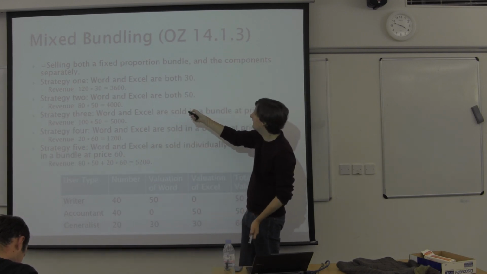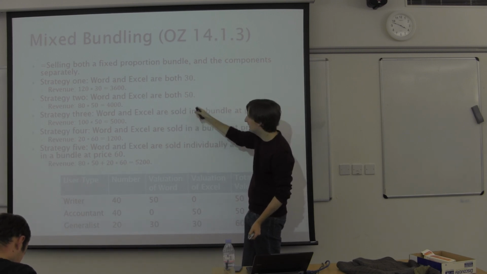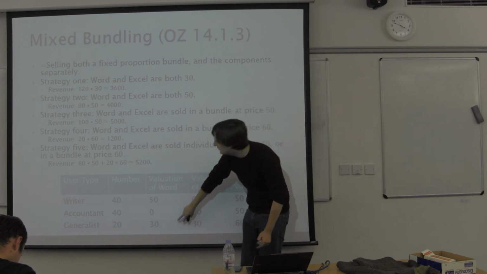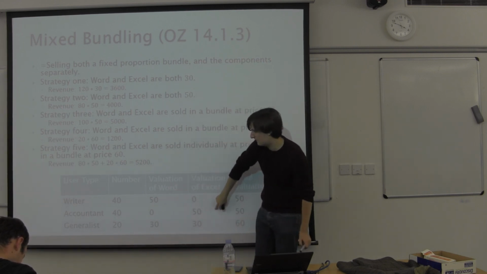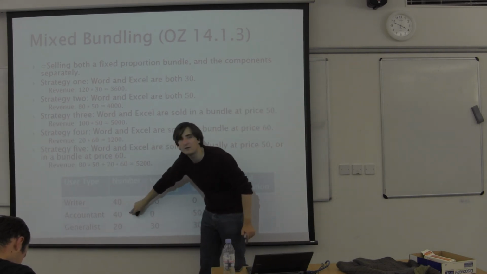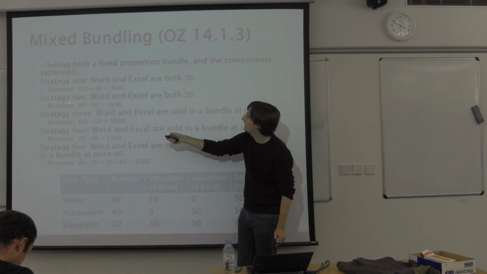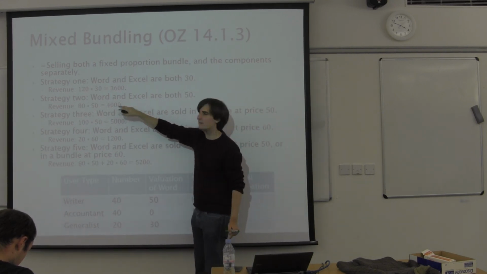Another thing you could do would be to sell Word and Excel both at a higher price of 50. If you sell them at 50, then the generalists don't want to buy anymore. So you sell 40 units of Word, 40 units of Excel. So you sell 80 copies in total, which turns out to make you slightly higher revenue.